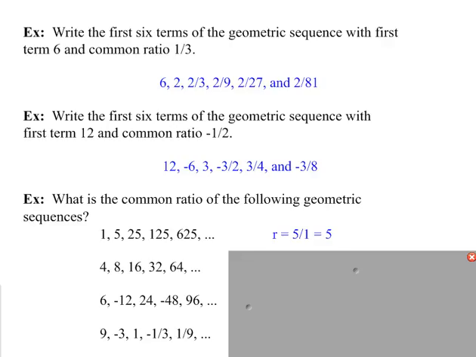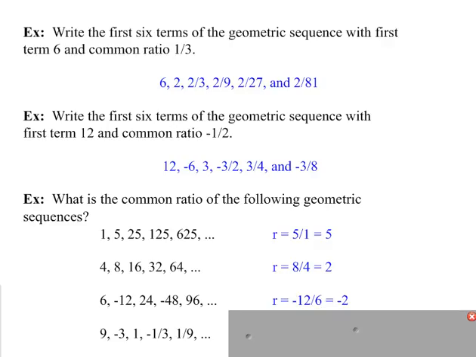In our second sequence, 8 divided by 4 is 2, 16 divided by 8 is 2, 32 divided by 16 is 2, 64 divided by 32 is 2. In the third one, -12 divided by 6 is -2, 24 divided by -12 is -2, and so on. And finally, in the last sequence, -3 divided by 9 is -1/3. 1 divided by -3 is also -1/3.